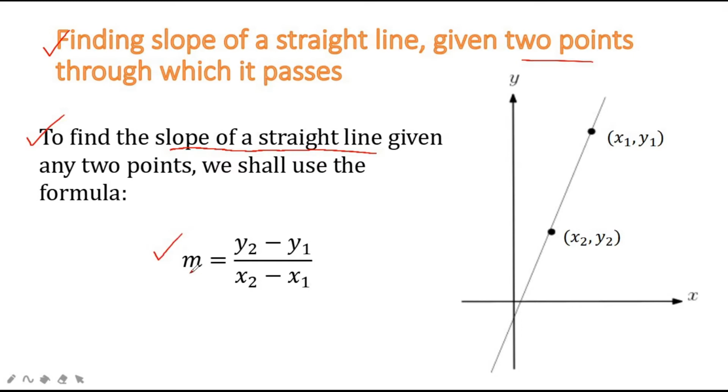m equals y2 minus y1 by x2 minus x1. Here m is the gradient or slope of a straight line. So if 2 points are given and we need to find the gradient or slope of the given line, then we use this formula m equals y2 minus y1 by x2 minus x1.